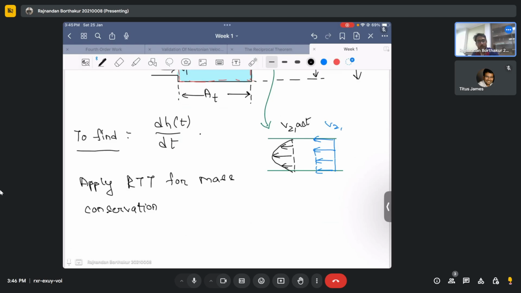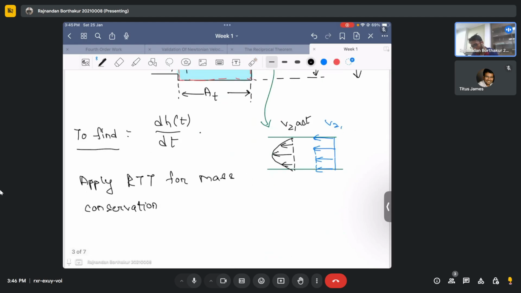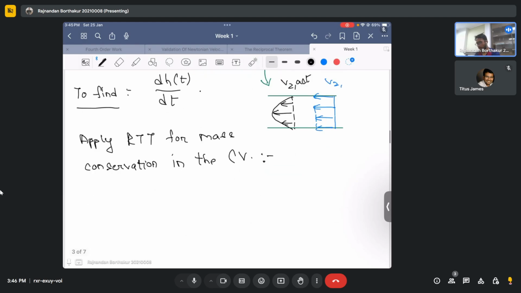Okay, and where we are applying this mass conservation, we are applying it in this chosen control volume. So we apply the Reynolds transport theorem (RTT) for mass conservation in the control volume, which I'll denote as CV. So if we do that, let's now write down the Reynolds transport theorem, and then we will see the nuances of it.